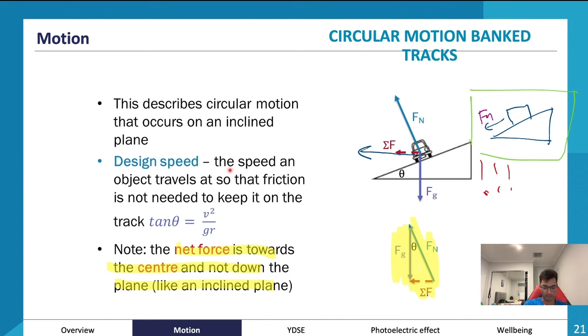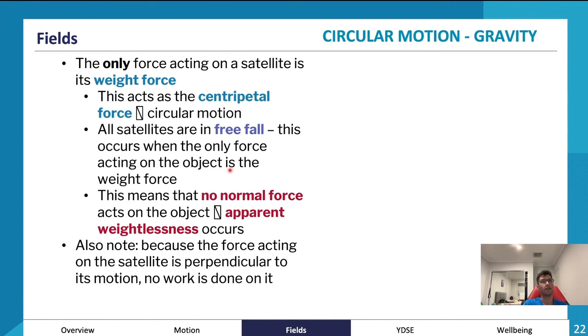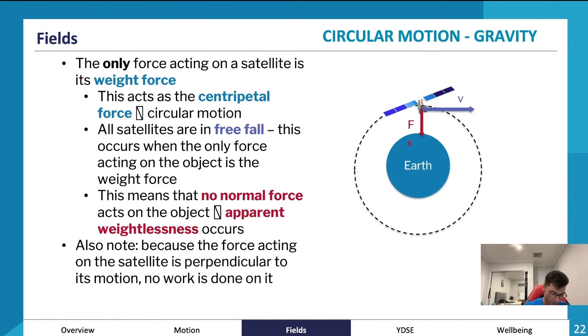Cool. I think that's almost everything for Newtonian stuff. If you guys have any questions, put them in the chat and I'll try to answer them as soon as I can. Cool. The last type of circular motion that we have is circular motion with orbits.